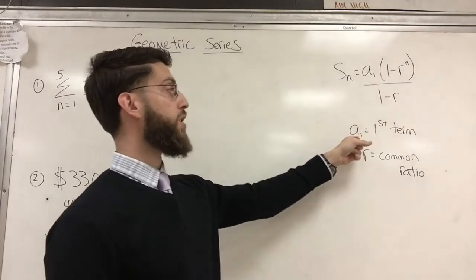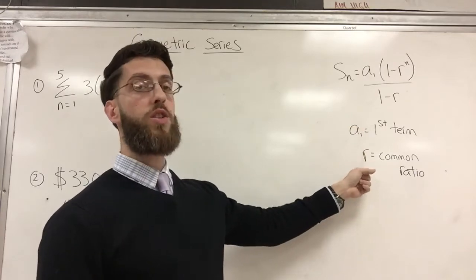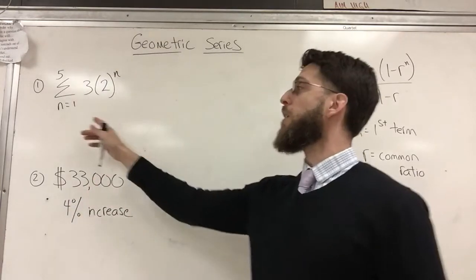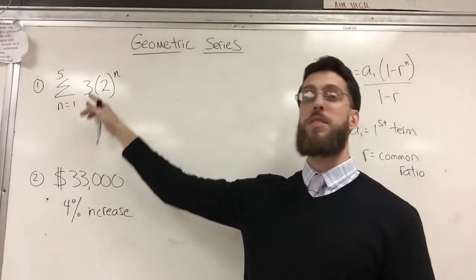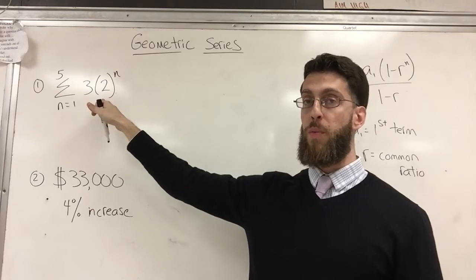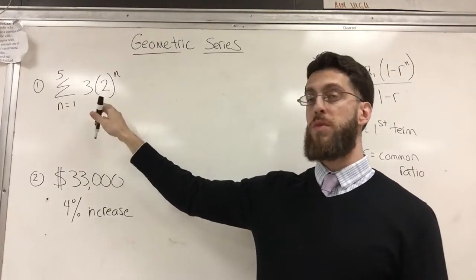You just got to understand two things here. a1 is the first term, you knew that already, and r is the common ratio. Let me explain what I mean by common ratio, although you should already know. Let's say I'm trying to find the sum of this series here, and this is given as the explicit formula. I want to understand what I'm looking at, so I'm just going to list the terms for now.